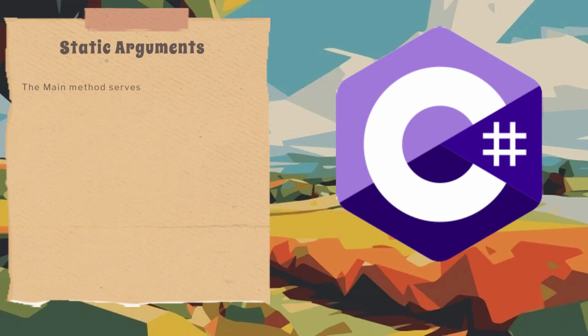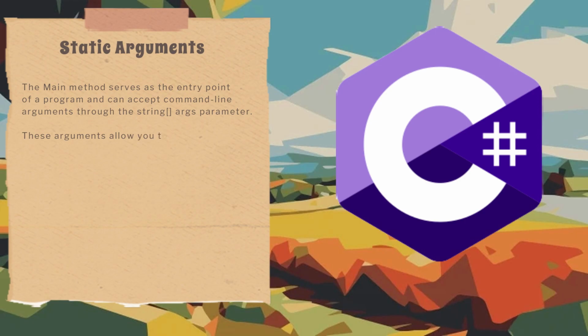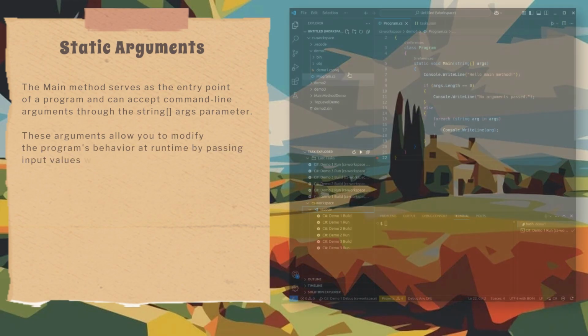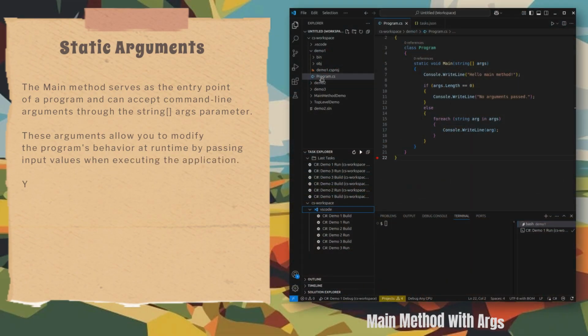The main method serves as the entry point of a program and can accept command line arguments through the string args parameter. These arguments allow you to modify the program's behavior at runtime by passing input values when executing the application. You can run the program without arguments or provide them as needed to customize its execution.